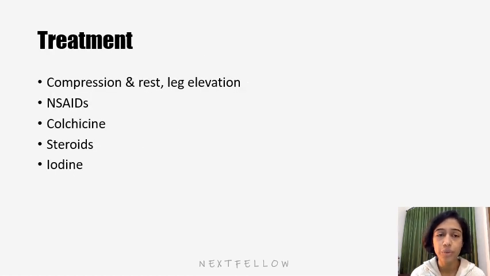Treatment of erythema nodosum, besides rest and leg elevation, NSAIDs are actually used to treat them. NSAIDs are also sometimes the cause of erythema nodosum. Anti-inflammatory colchicine, okay, in some cases dapsone as well can be used. Oral steroids can be quite useful once you rule out underlying infection, and in some cases iodine, also potassium iodide, is given as treatment, but not very often. So iodine is usually used to treat deep fungal infections.